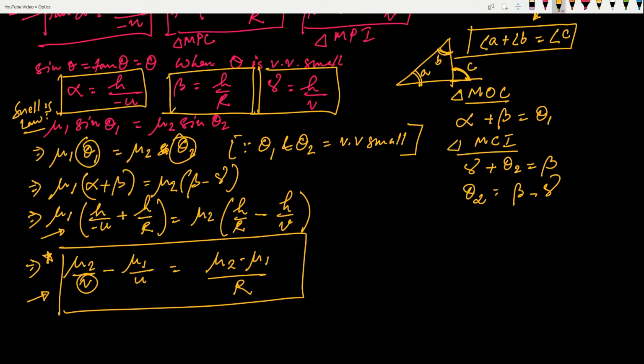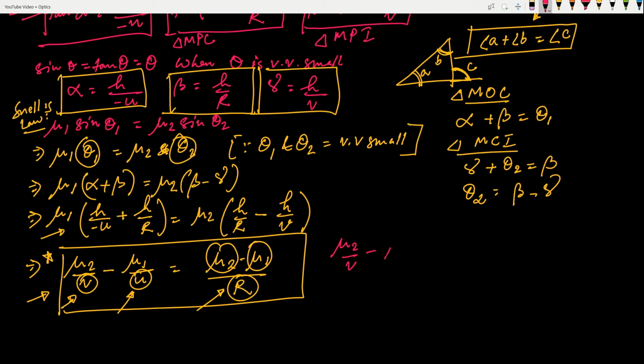In your question mostly they will give you the object distance, the radius of curvature, and the refractive index of the rarer and denser medium, and you can easily find out the value of V. You need to put the sign convention for each value, that is for U and R. Otherwise, you'll get a wrong answer. So this formula is very important. You need to remember this again. So let me write it down.